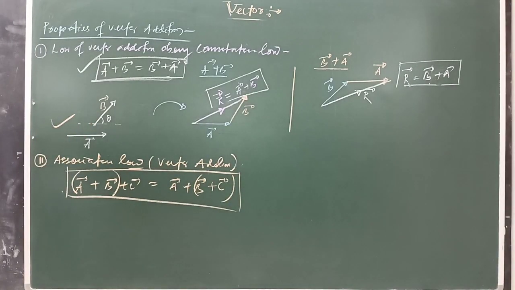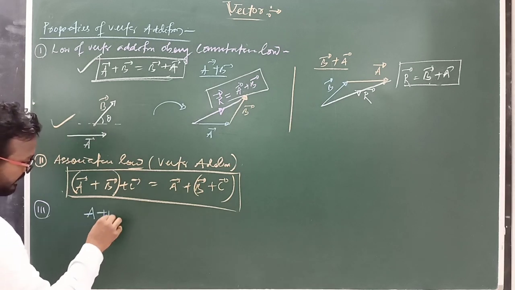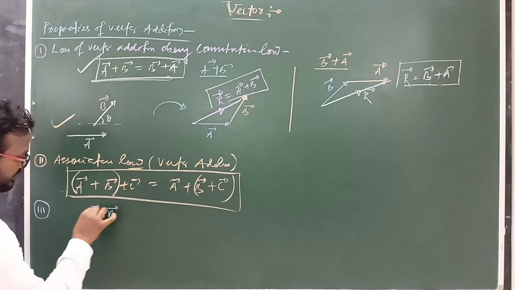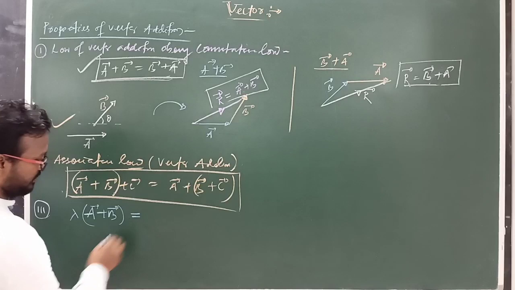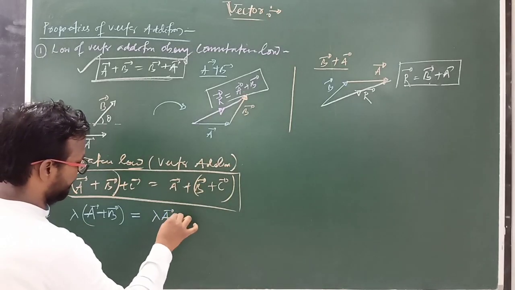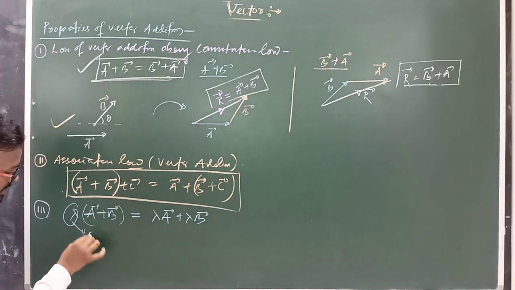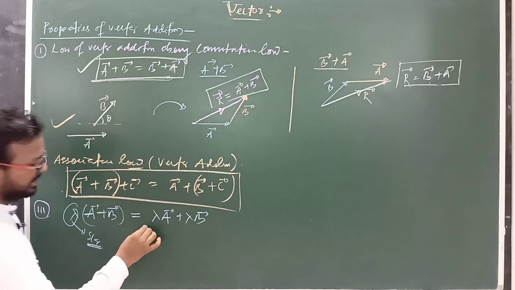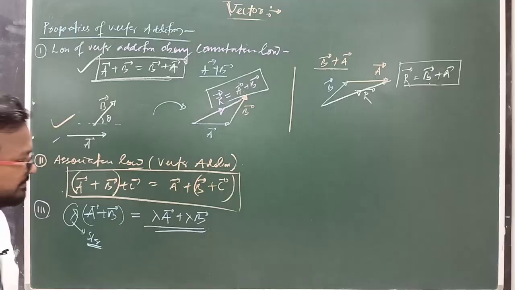Clear? And another law is here. Suppose we multiply with a scalar: lambda times (A plus B) vector is equal to lambda A vector plus lambda B vector. Here lambda is a scalar quantity. Clear? So we can write directly this method. These are the properties of vector addition.